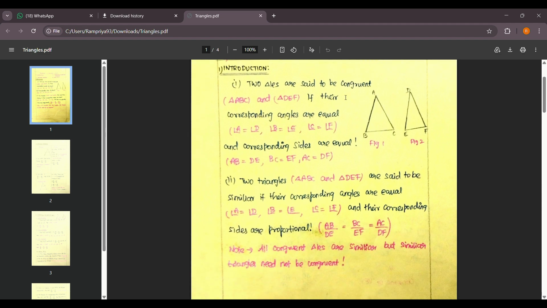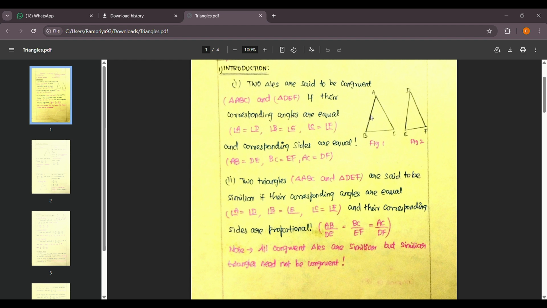Next is two triangles. If they are similar, there are only two conditions. First of all, corresponding angles should be equal. Angle A and angle D are equal, angle B and angle E are equal, angle C and angle F are equal, which is very similar to the congruence part as well. But here the second condition varies. Instead of the corresponding sides being equal, they should be proportional. That is, they should have the same ratio. AB divided by DE, BC divided by EF, and AC divided by DF should all have the same ratio.